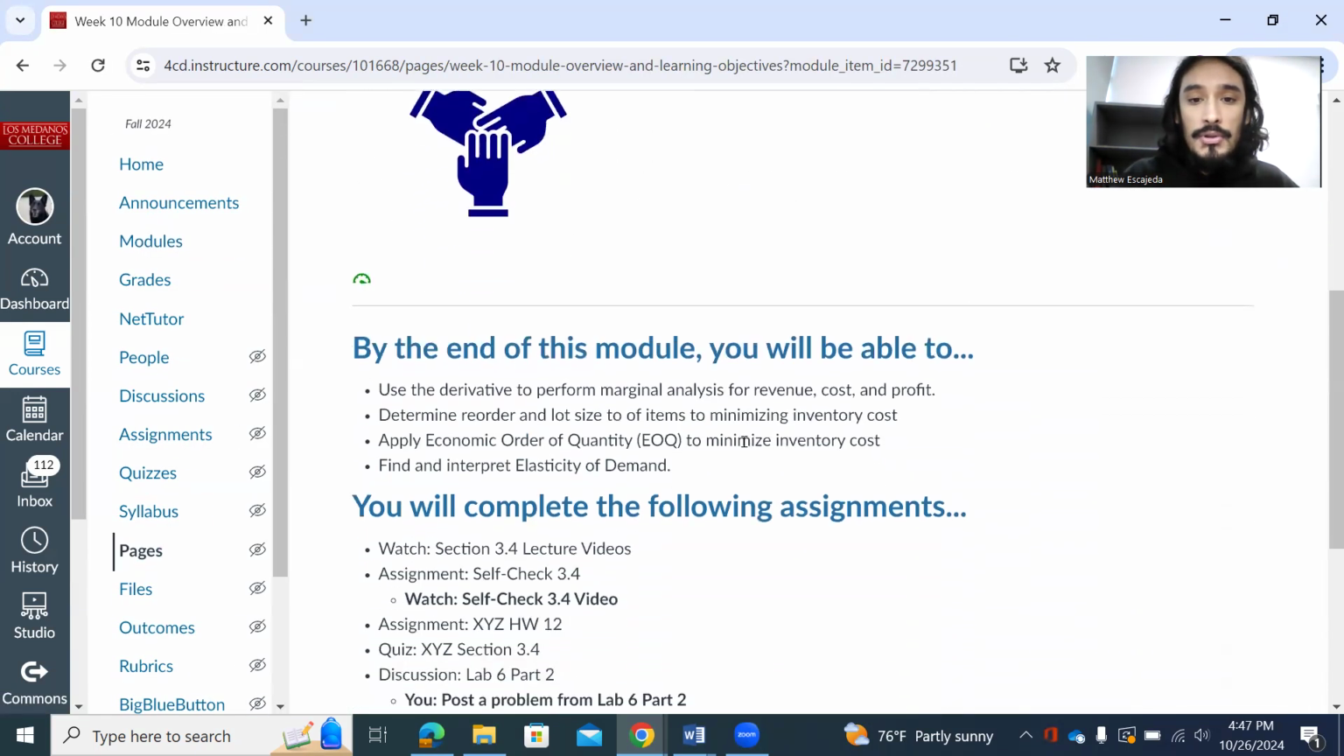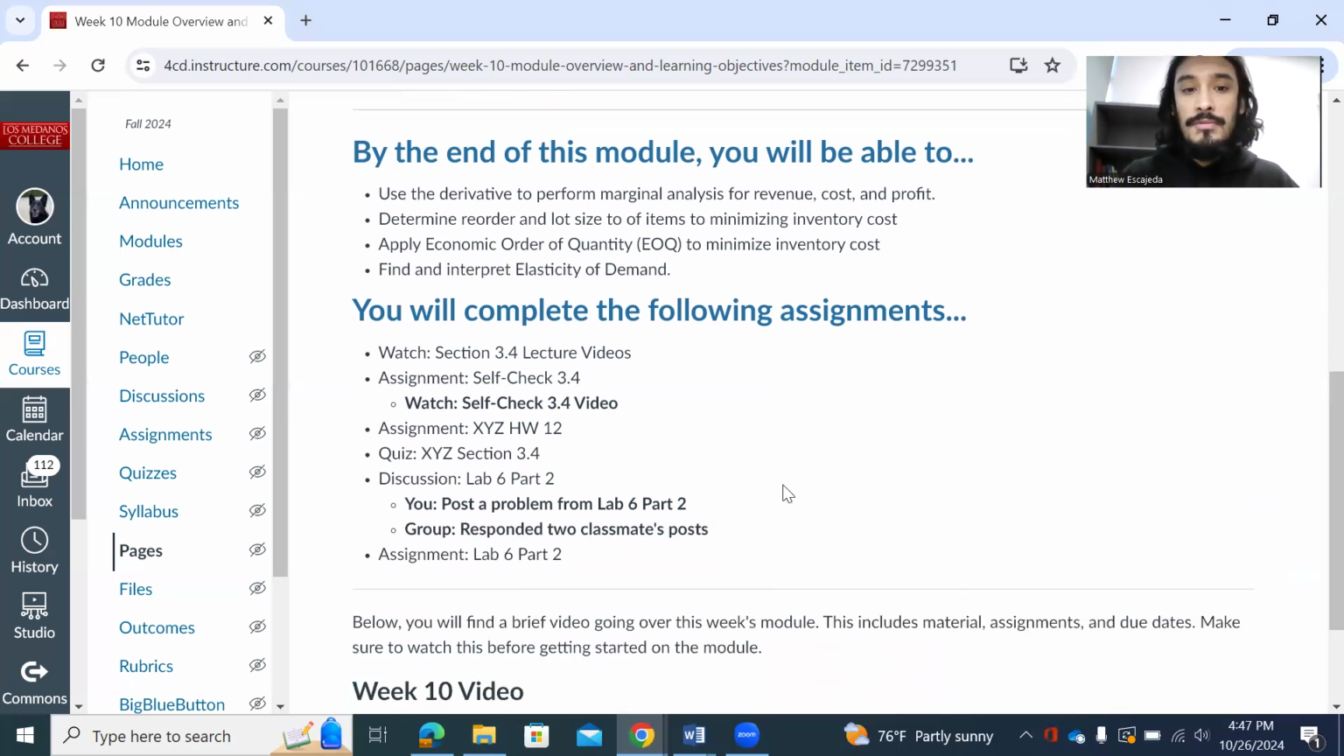So below here are our learning objectives. We will be able to use a derivative to perform marginal analysis for revenue, cost, and profit situations. We will be able to determine the reorder lot size of items to minimize inventory costs. We'll be able to apply the economic order quantity formula, EOQ, to minimize inventory cost. And we'll be able to find and interpret the concept of elasticity of demand.